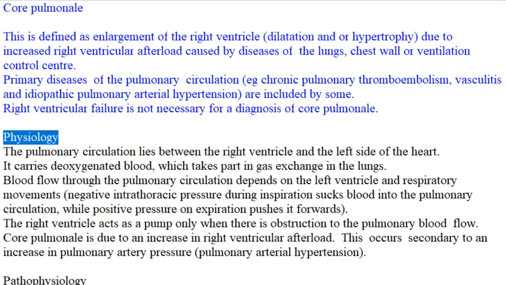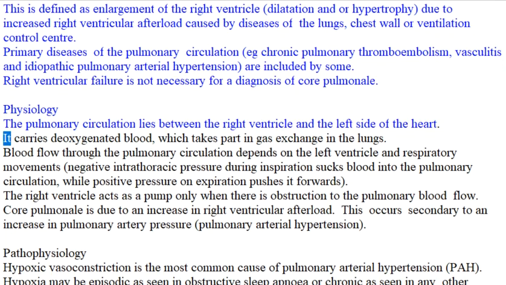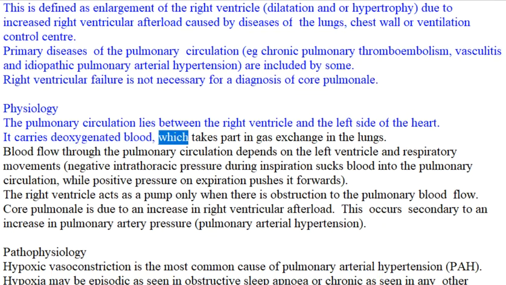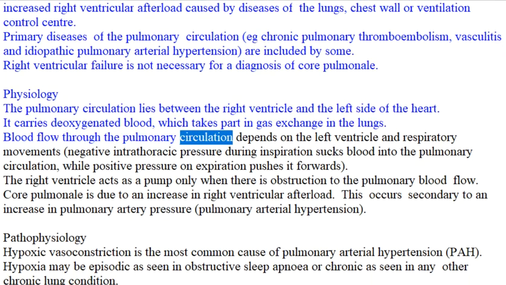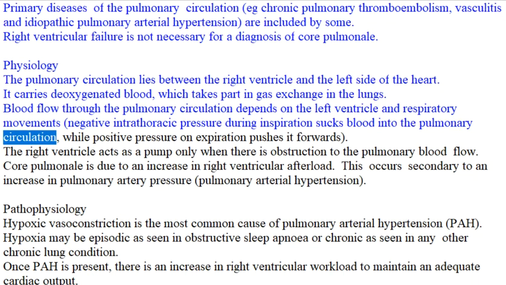Physiology. The pulmonary circulation lies between the right ventricle and the left side of the heart. It carries deoxygenated blood, which takes part in gas exchange in the lungs. Blood flow through the pulmonary circulation depends on the left ventricle and respiratory movements. Negative intrathoracic pressure during inspiration sucks blood into the pulmonary circulation, while positive pressure on expiration pushes it forwards.